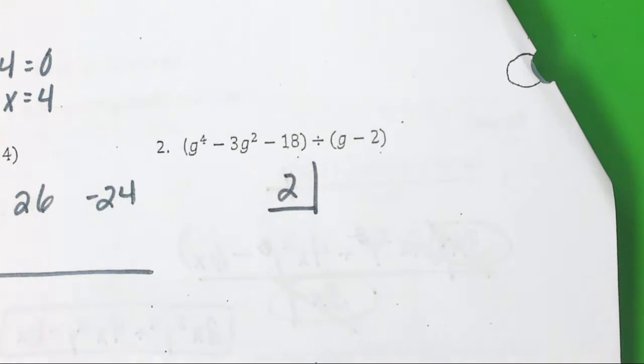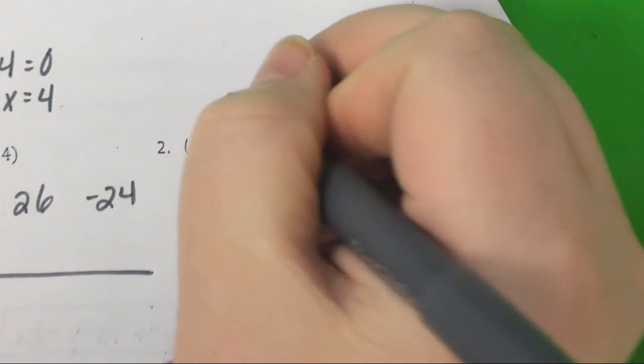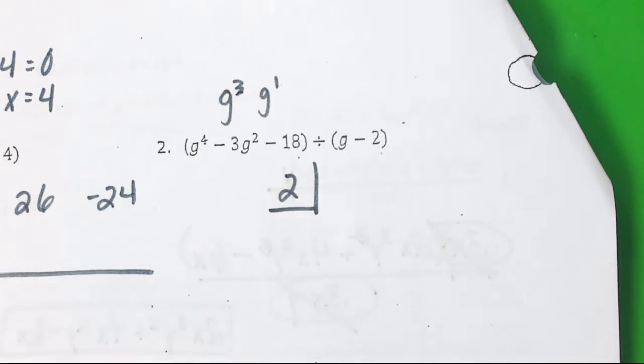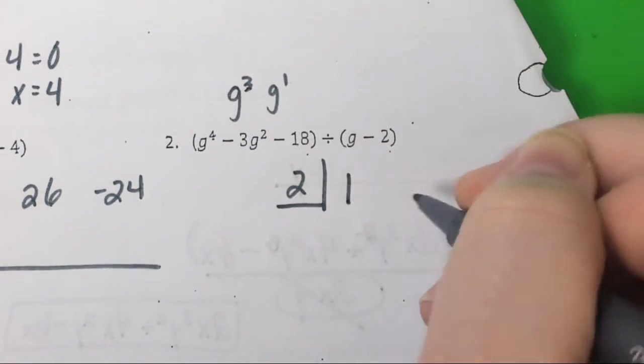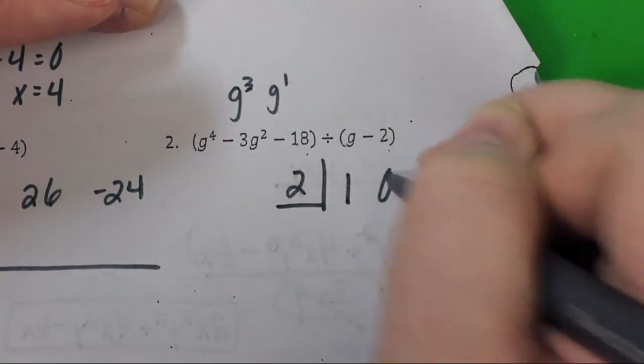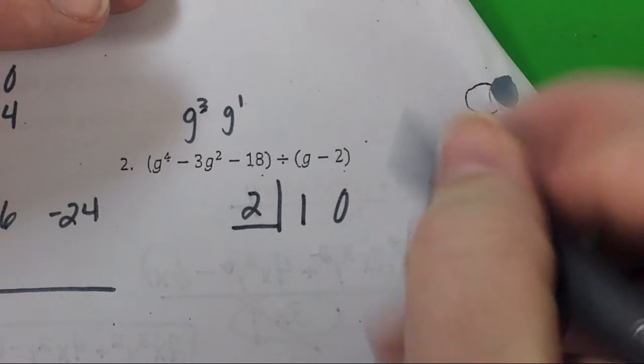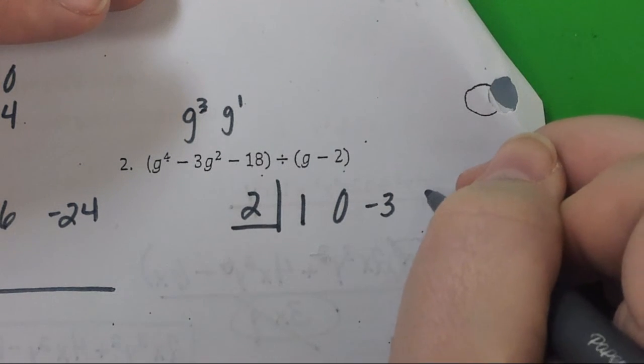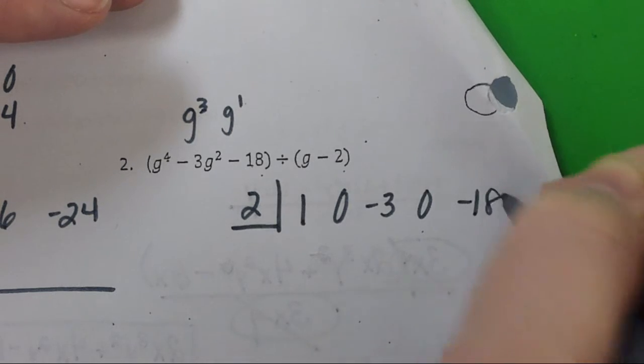And if I asked you why it's harder to set up number 2, I pray you would say something about the fact that some of the exponents are missing. We don't have a g to the third. We don't have a g to the first. So we're literally going to have to put in a 0 as a placeholder. So I've got 1g to the fourth. I've got 0g to the third. I've got negative 3g squared. I've got 0 g's and a negative 18.